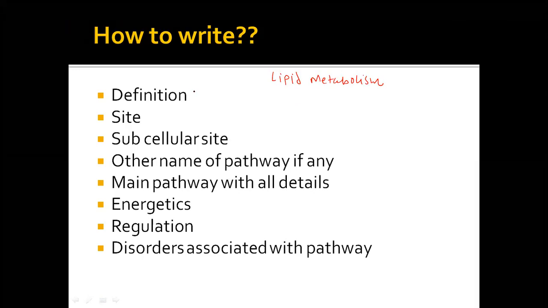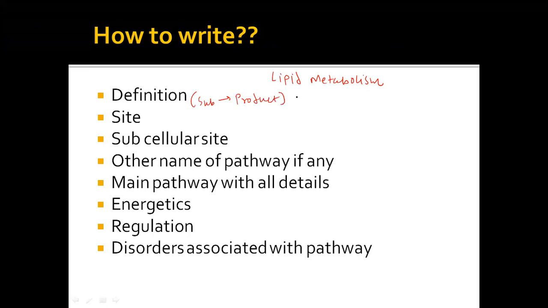First is the definition, where you have to write the name of the substrate and the final product. So for example, if you want to define glycolysis, so glycolysis is the process where glucose is getting broken down into two molecules of pyruvate.